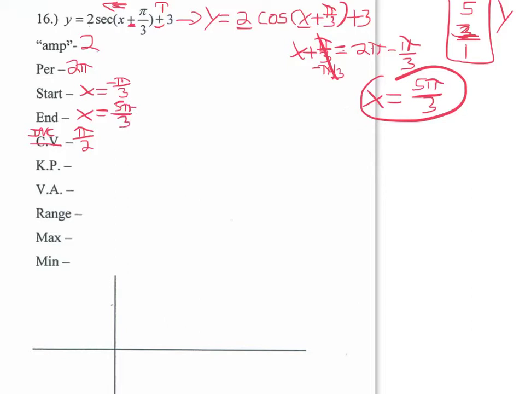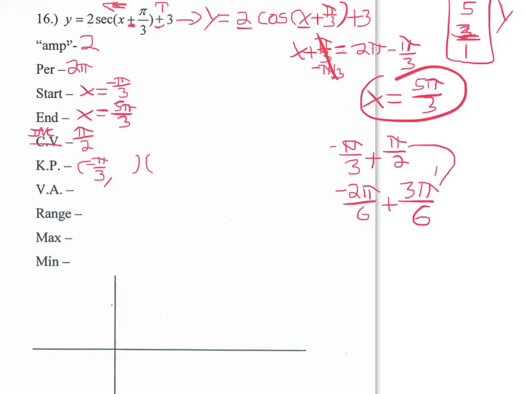Okay, key points. I know I start at negative pi over 3. Stinking fractions. We got to deal with the fractions. Let's see, your increment is pi over 2. So really this is what you're doing. Negative pi over 3 plus the increment of pi over 2. Make the common denominator 6, so this is negative 2 pi over 6 plus 3 pi over 6. Pi over 2 is the same as 3 pi over 6. So that's what I'm going to keep adding to get the next x value. So negative 2 pi over 6 plus 3 pi over 6 gives me pi over 6.